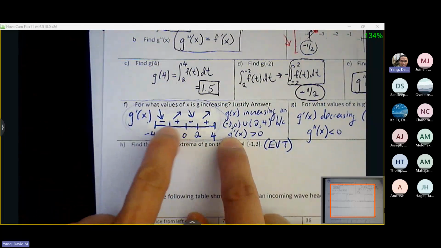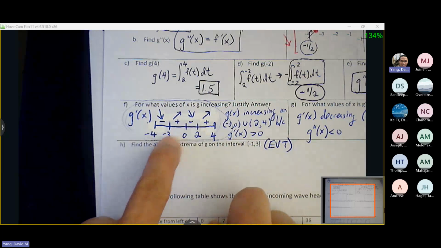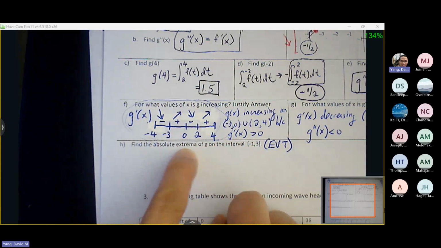Now, if some of these did not have a change in signs, then we wouldn't have to test those critical points. But these all have change in signs. And it's not just asking for max or min, it's asking for absolute extrema. So both max and mins.